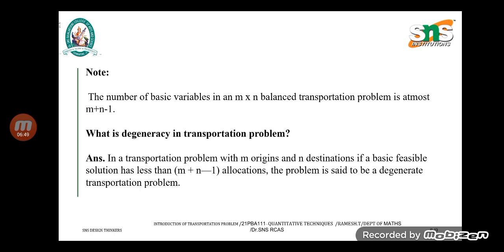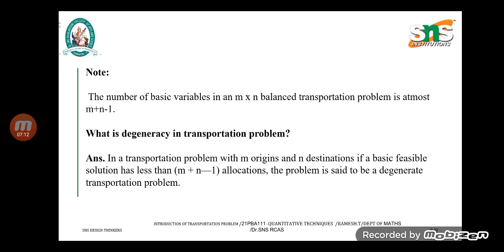So you fix that the number of basic variables in an m by n balanced transportation problem is at most m plus n minus 1. So how many basic variables are involved in the transportation problem? m plus n minus 1, that is m rows and n columns minus 1. That many occupied cells are entered into the transportation problem.